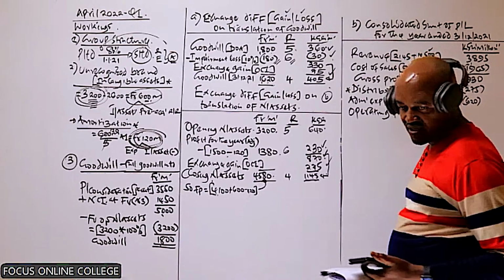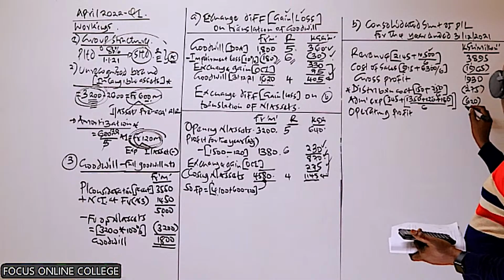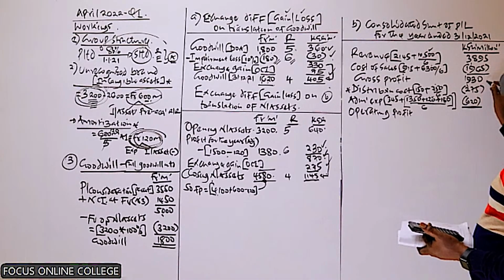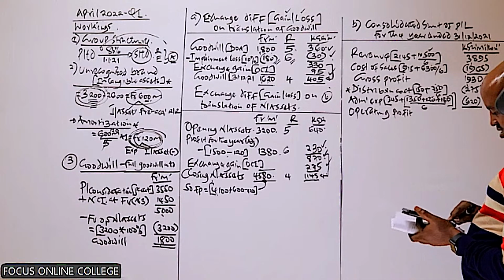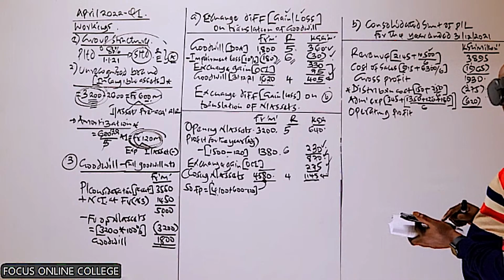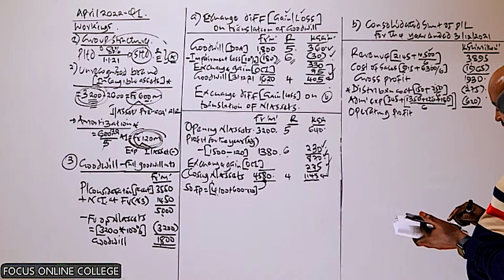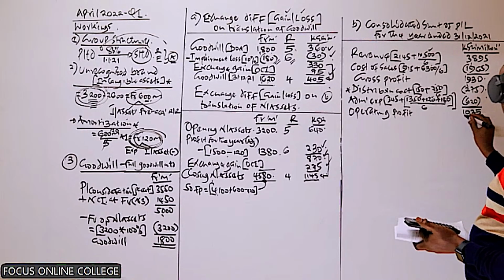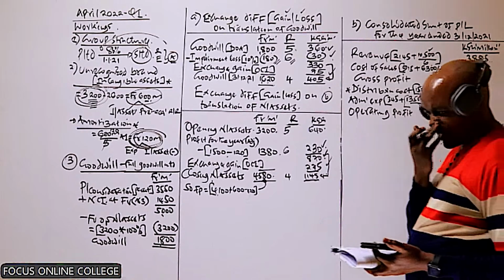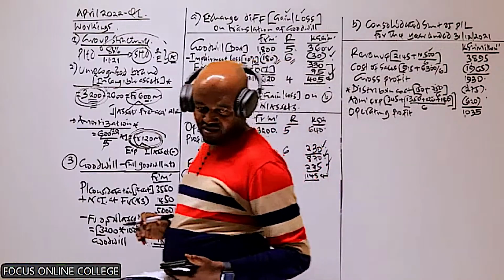Is that what you're getting? Yes. So then we get the operating profit. So this minus the two expenses: 1930 minus 275 minus 620. So I'm getting operating profit of 1035. Can you see how simple this is?